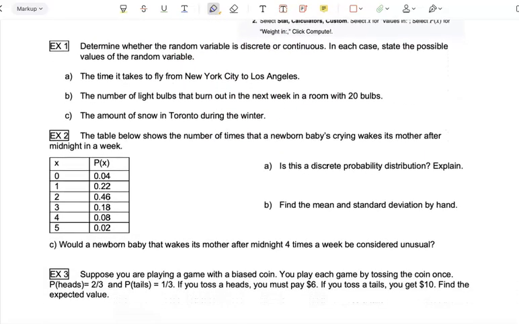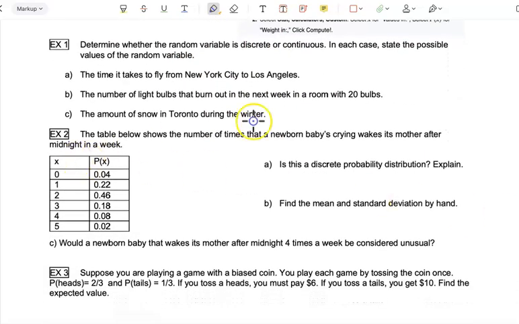So example 1, determine whether the random variable is discrete or continuous. In each case, state the possible values of the random variable. So the first one says the time it takes to fly from New York City to Los Angeles.